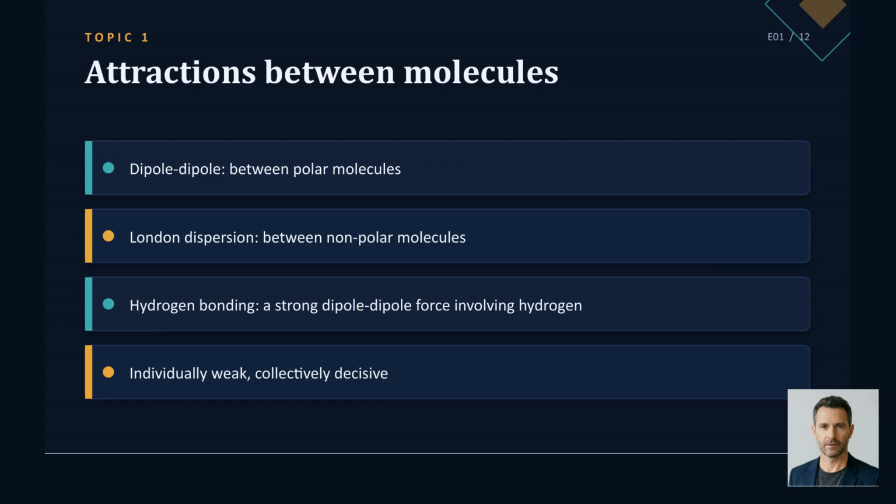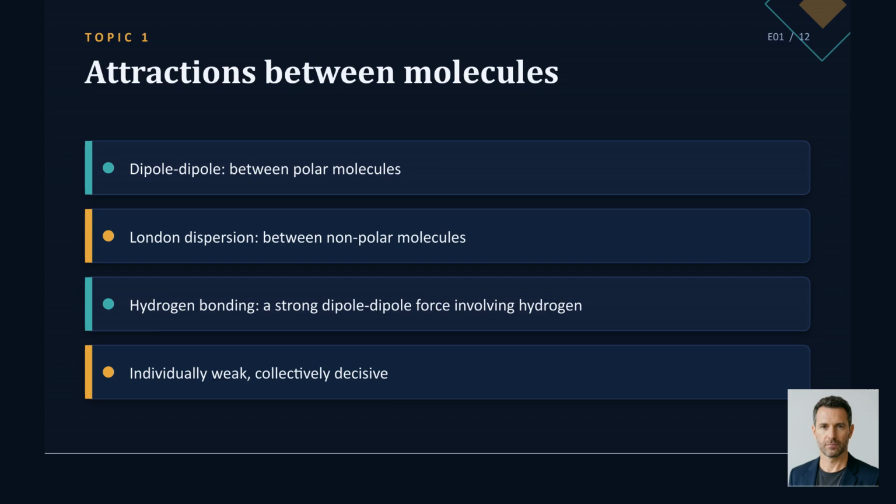Bonds hold the atoms within a molecule together, but life also depends on the attractions between separate molecules. These are the intermolecular forces, and 3 of them matter here. Dipole-dipole forces are the attractions that occur between polar molecules. London dispersion forces are the attractions present between nonpolar molecules. And the third, the hydrogen bond, is a special kind of dipole-dipole interaction that specifically involves hydrogen. None of these are bonds within a molecule, they are attractions between one molecule and the next.